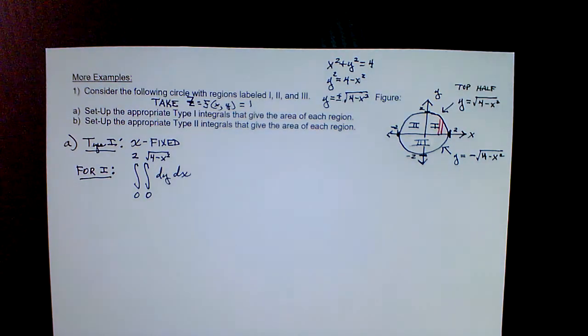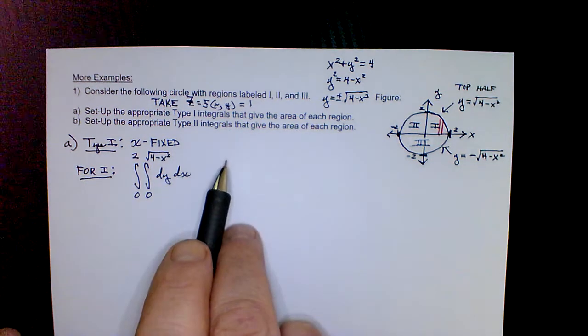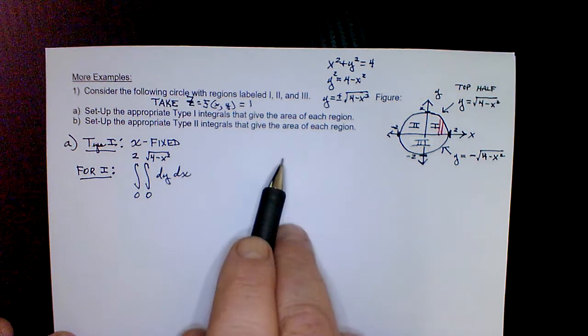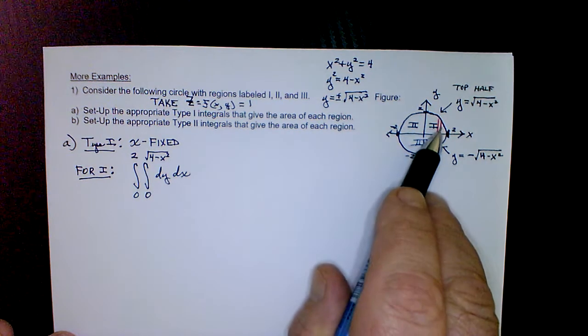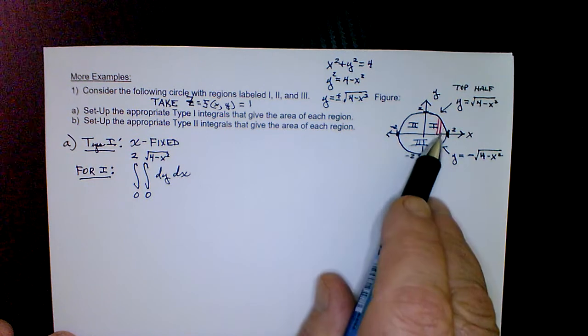Hello everyone, this is part 4 of section 15.2, and hopefully we'll be able to get through the rest of this unit at this point. Last time we left off in the middle of this problem, we're identifying how to set up the integrals for the three regions labeled Roman numerals 1, 2, and 3.